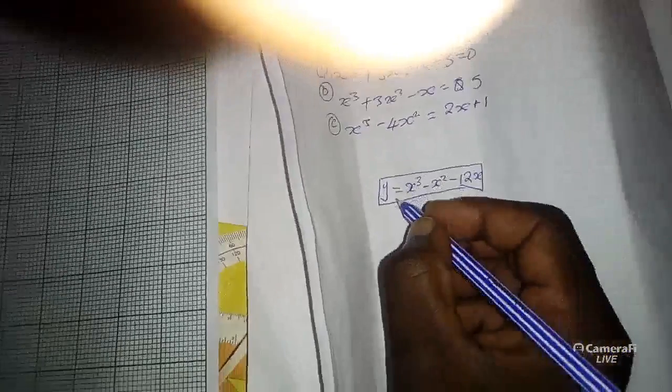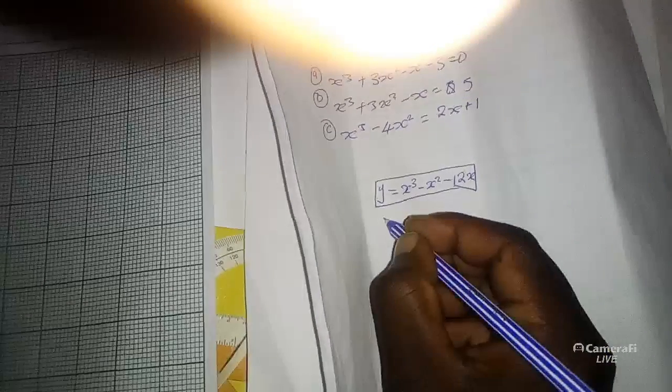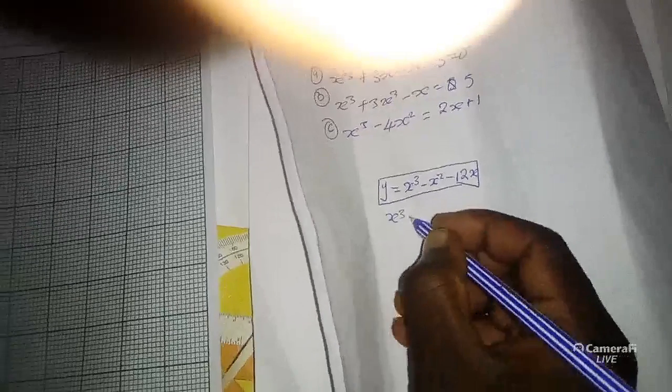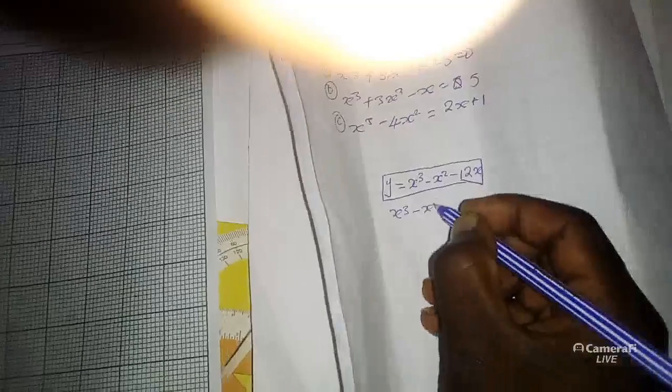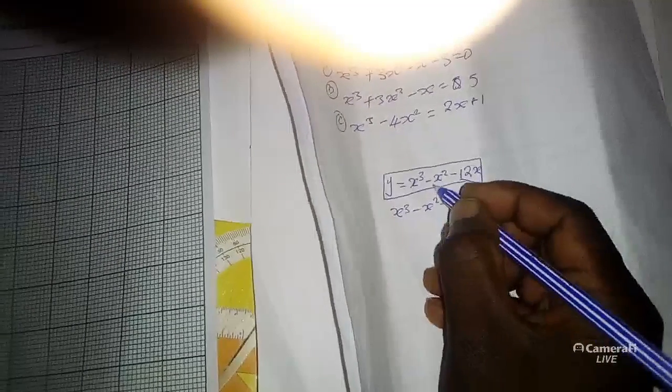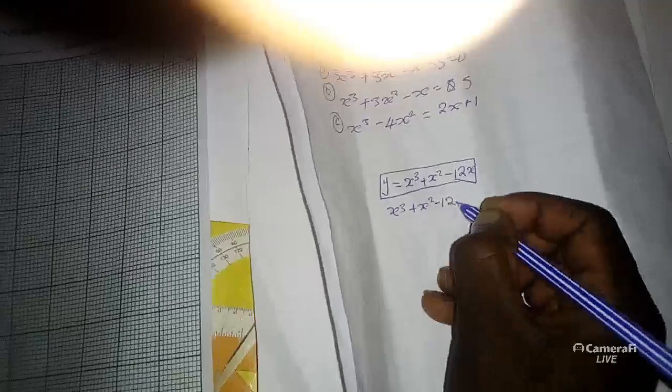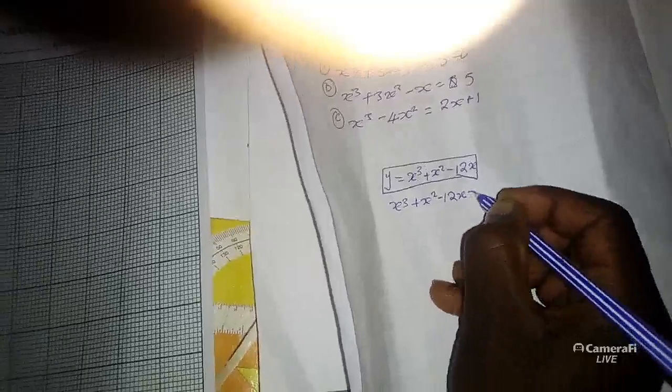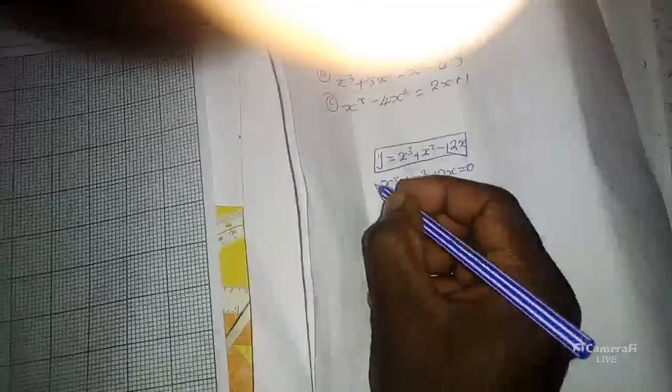Then I'll write the equation that is given to solve. This is the equation that was given: x cubed plus x squared minus 12x is equal to 0. That was the first equation. So they are saying use this equation, please use this equation.